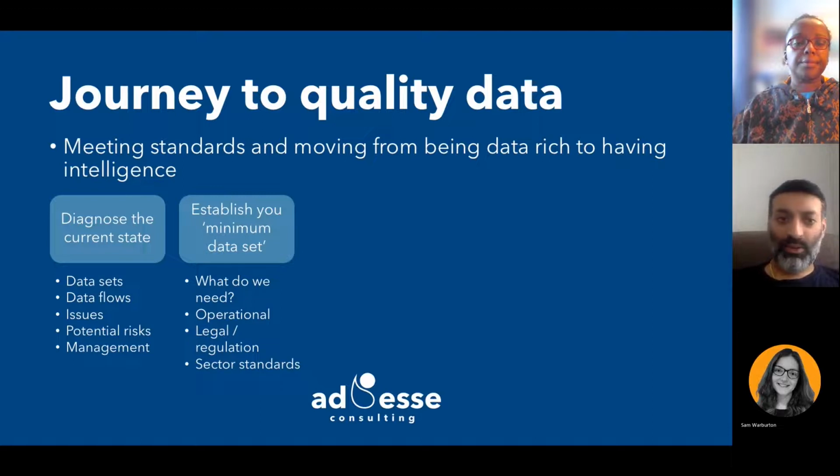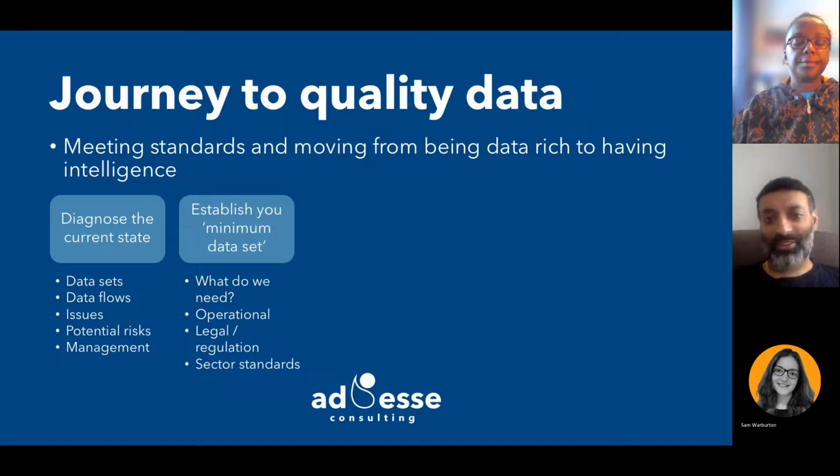The first thing we really want to do is establish what I tend to refer to as your minimum data set. So what's the minimum we need? What do we need in order to be operational, to allow us to do the work that we want to do? What do we need in terms of our legal obligations, our regulatory obligations, our compliance elements being met? Do we need to refer to some sector standards? Is there something that we have to have in terms of our data? So that sets, as it sounds really, the minimum. We should have this data for us to function. This is the data we need.